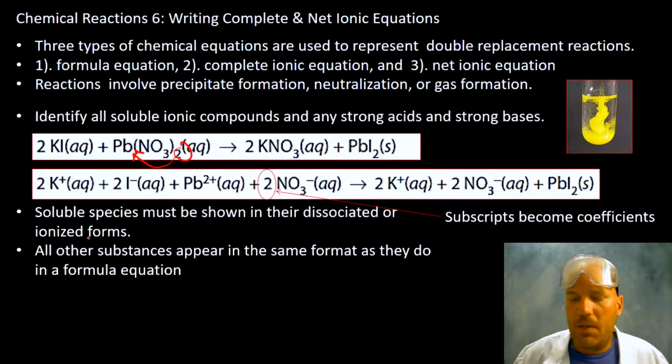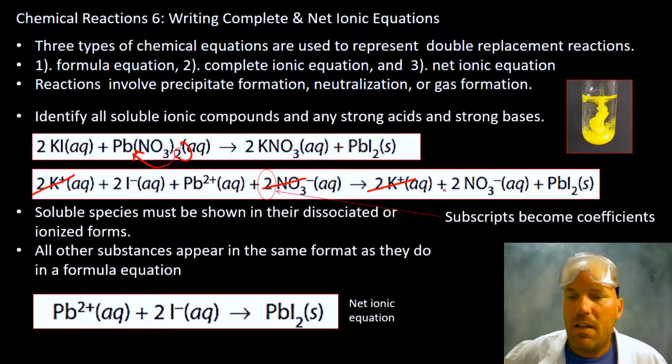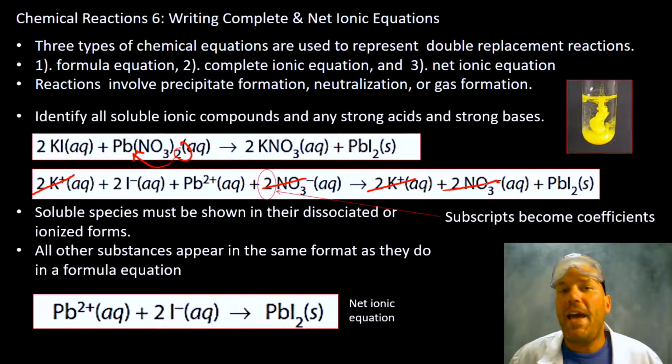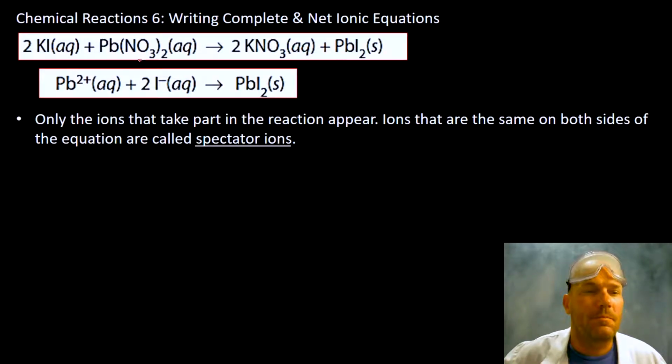Okay, so here's our net end result, and you may be looking at this and saying, well, it looks like what you've done is you've canceled out ions that are common on both sides. And indeed, that is what has been done. Let's take a look at some examples here.